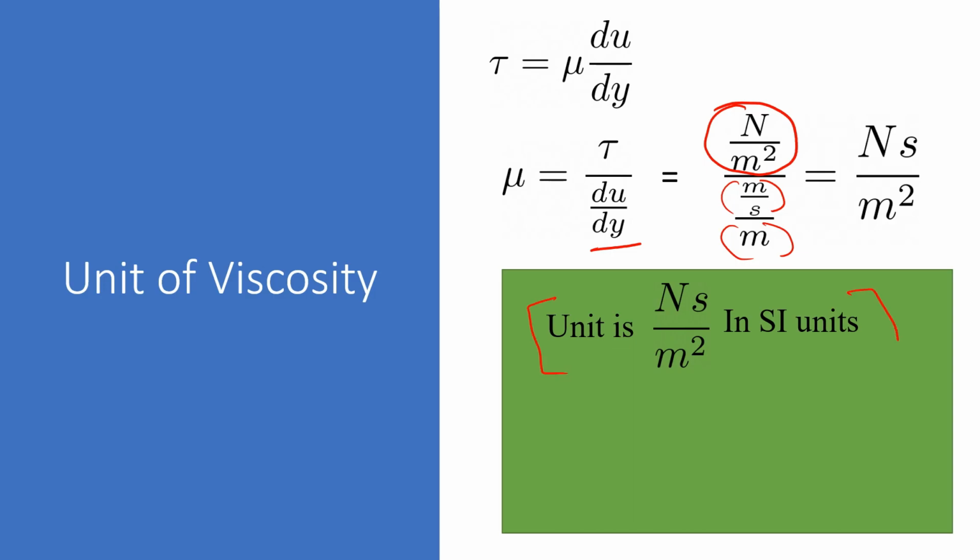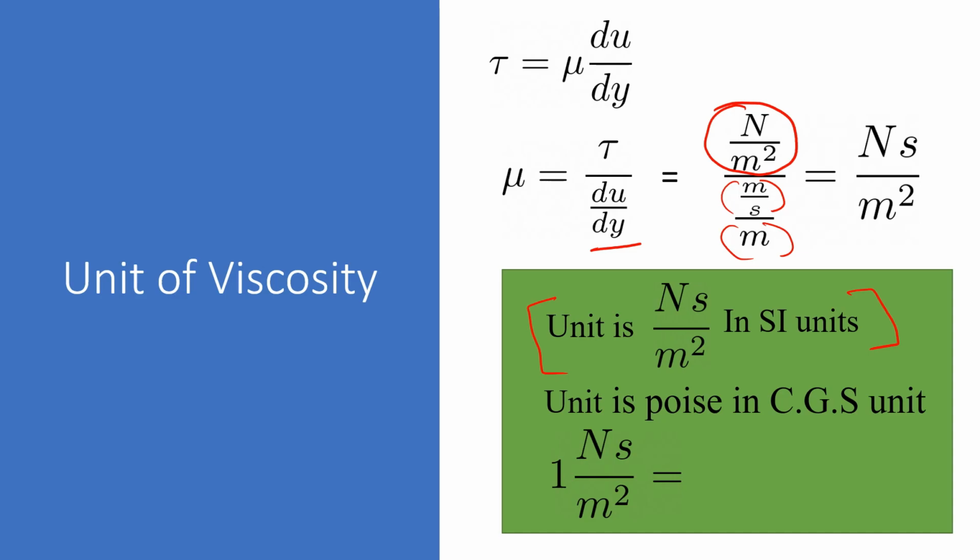So what is this unit in CGS unit? The unit is poise in CGS unit, and 1 Newton second by meter square is equal to 10 poise.